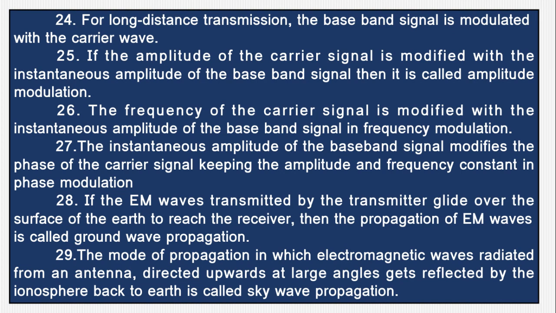28. If the electromagnetic waves transmitted by the transmitter glide over the surface of the earth to reach the receiver, then the propagation of electromagnetic waves is called ground wave propagation. 29. The mode of propagation in which electromagnetic waves radiated from an antenna, directed upwards at large angles, get reflected by the ionosphere back to Earth is called sky wave propagation.